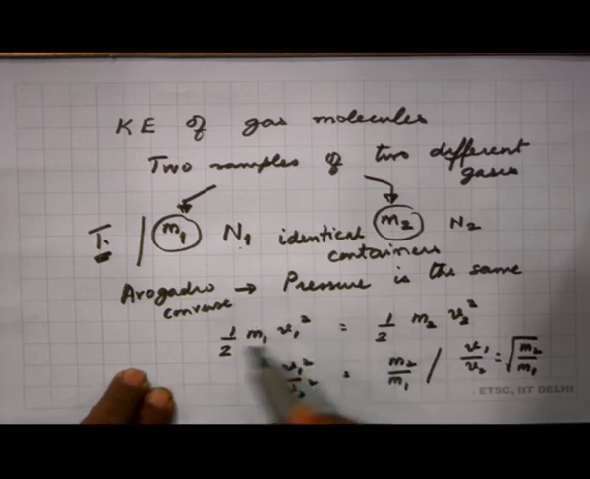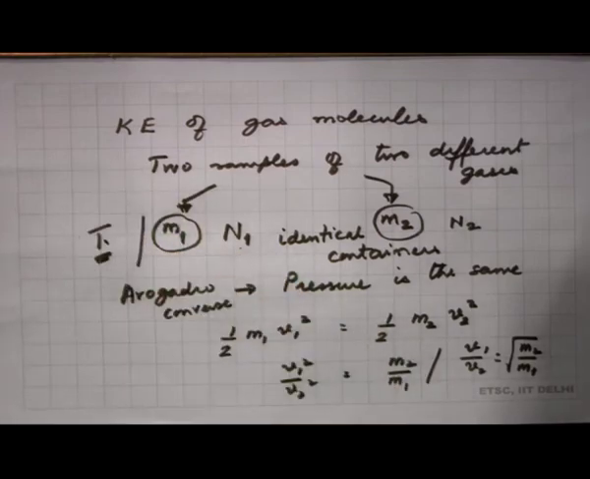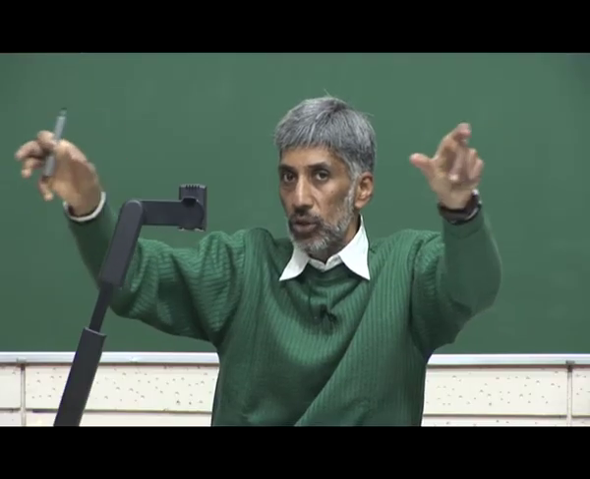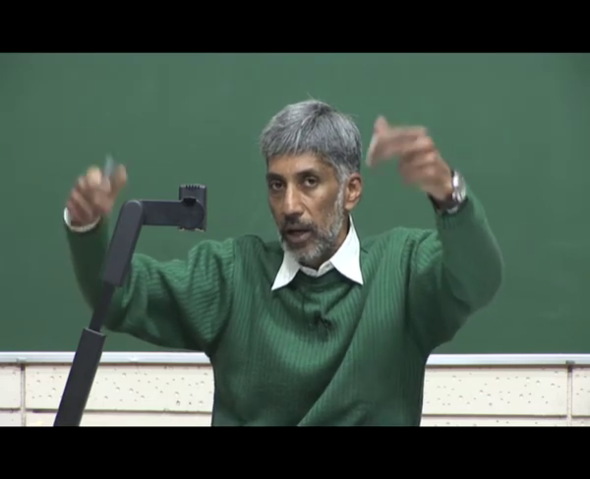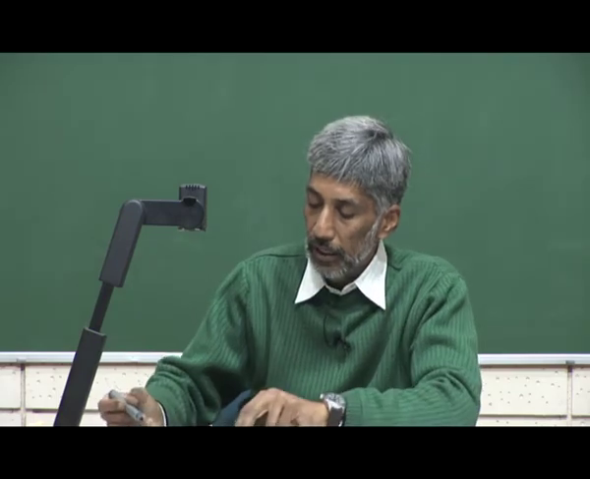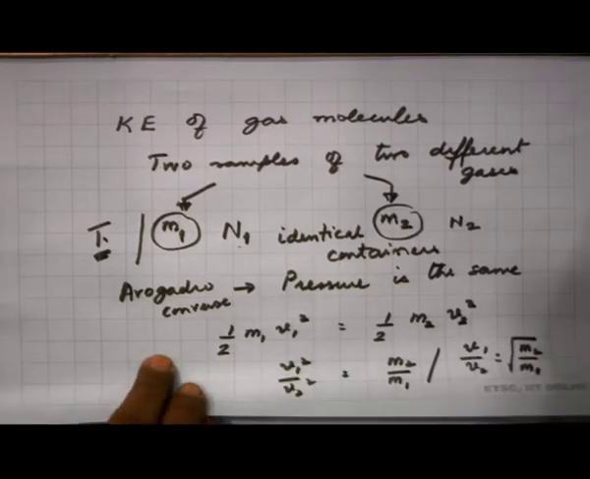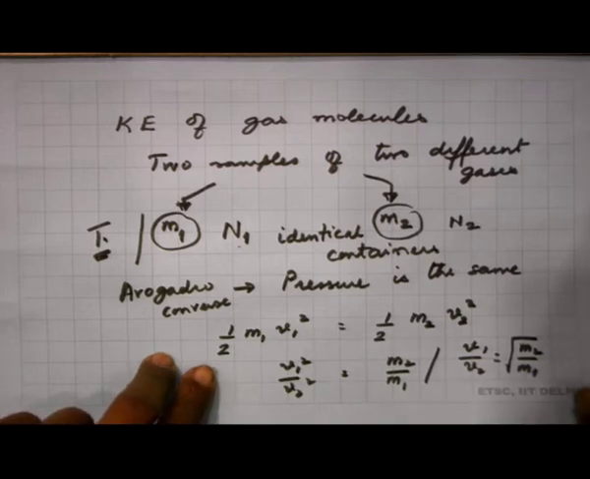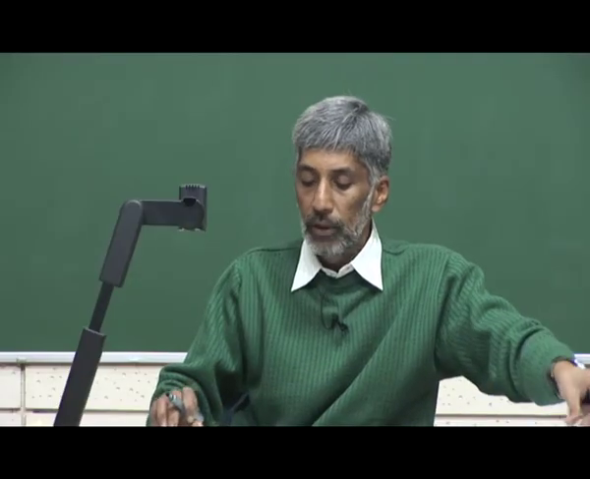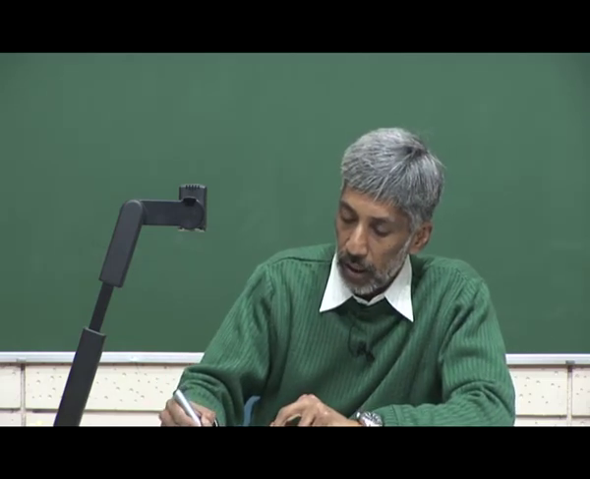I am only saying that the kinetic energy in this sample has to be the same as the kinetic energy here, because everything else is the same by Avogadro's law: the pressure is the same, the temperature is the same. And if the kinetic energy postulate is the same, then this has to hold. So, the only question is what velocity to use for this, and we will suppose that the average velocity by that postulate is the same.